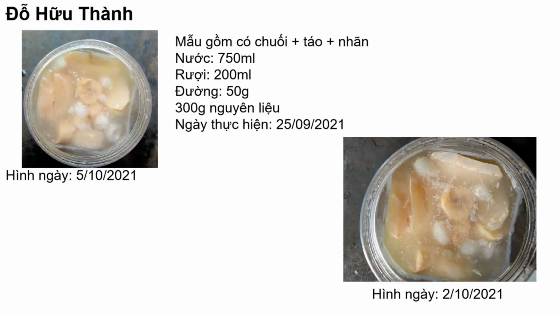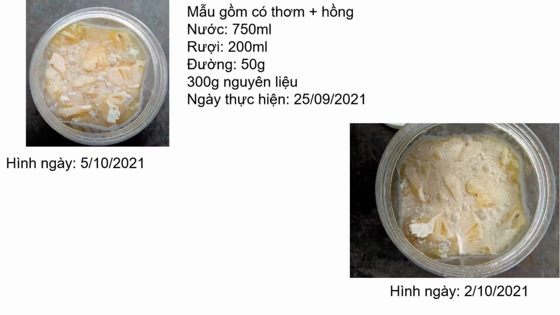Sample includes 300 grams of ingredients: banana, apple, longan, 750 ml water, 200 ml wine, 50 grams sugar. Implementation date is September 25, 2021. Pictures on October 2nd and October 5th show vinegar beginning to appear and gradually thickening. Another sample includes 300 grams of ingredients: pineapple, persimmon, 750 ml water, 200 ml wine, 50 grams sugar. Implementation date is September 25, 2021.